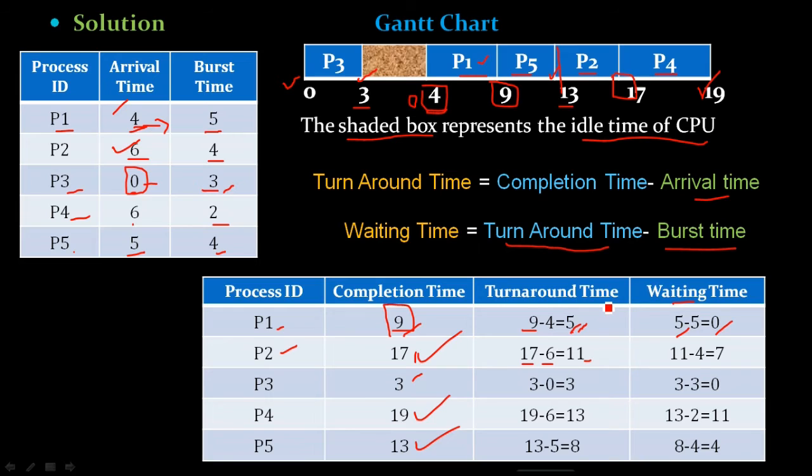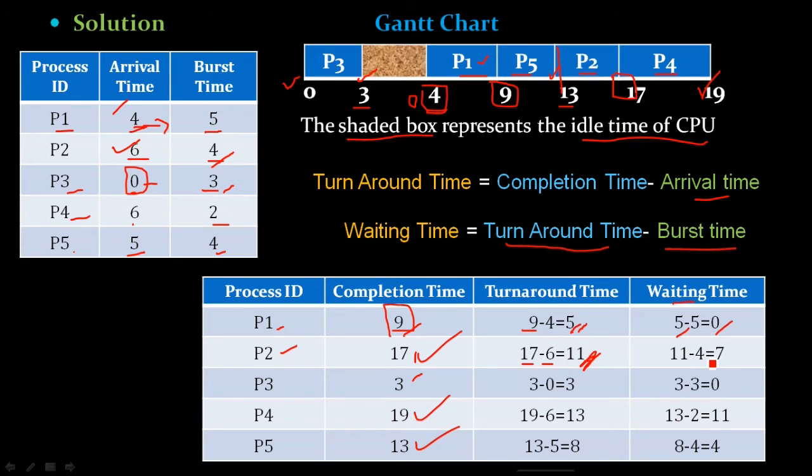11 is the turnaround time, which we have just calculated. Minus 4, where 4 is the burst time. So we have to take the value from here, burst time, right? 11 minus 4 is equal to 7. 7 is the waiting time of the P2 process.